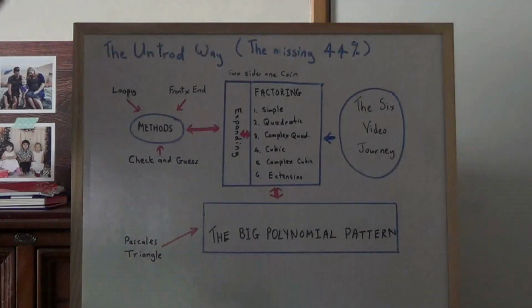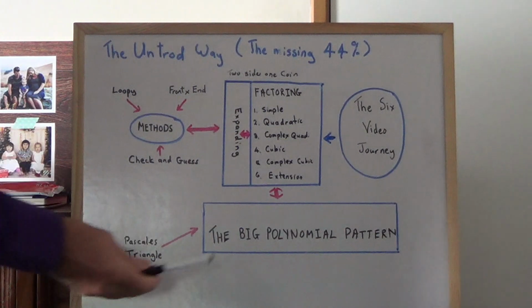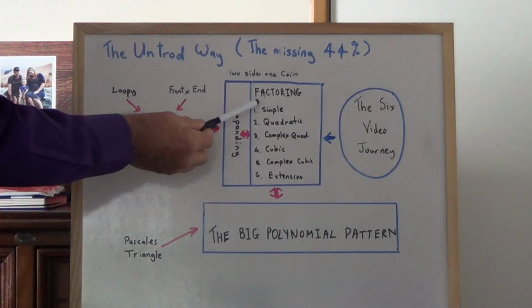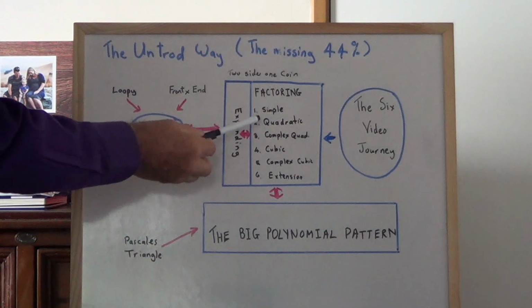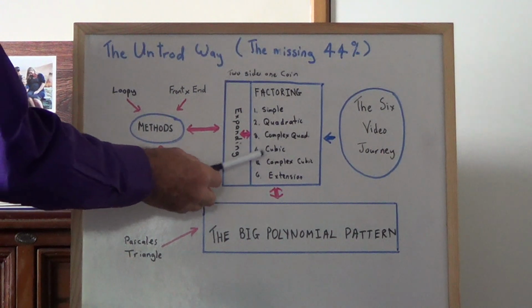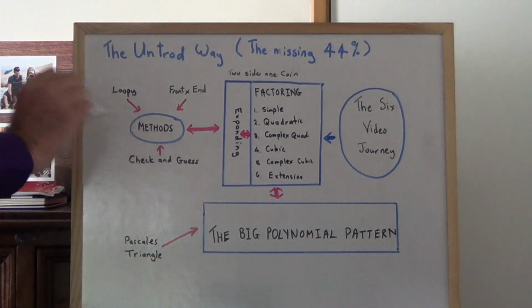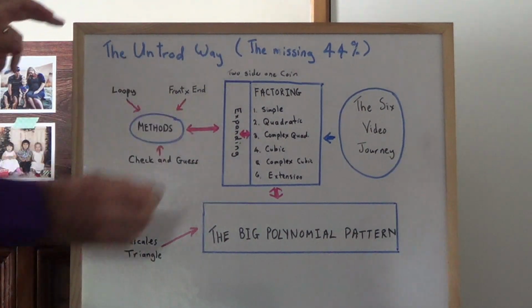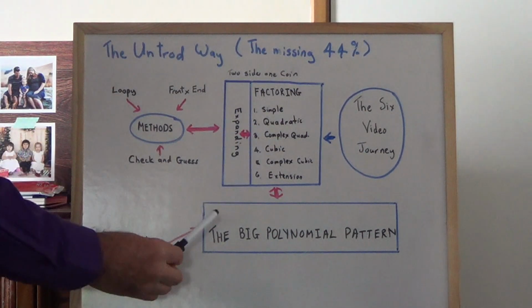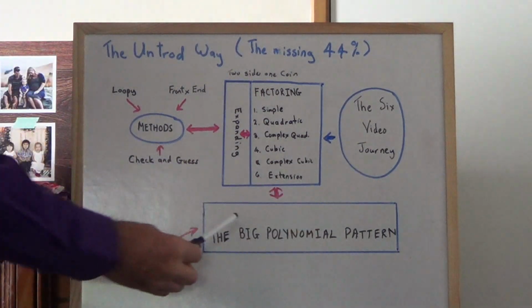Now I'm going to show you the associated mind map so you'll know where you're going. This is the mind map. It's a 6 video journey. Here are the titles. There's simple expanding, which we're going to do in a minute, quadratics, complex quadratics, cubics, complex cubics and extensions. The method that I'm going to show you today is the loopy method, and when we get to the 4th video I can explain about the big polynomial pattern.